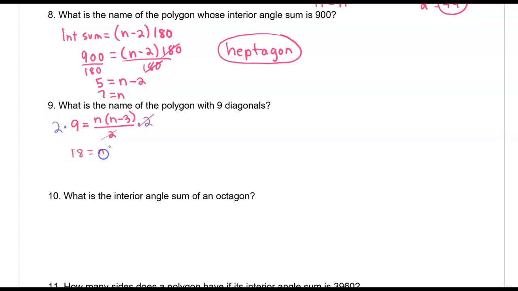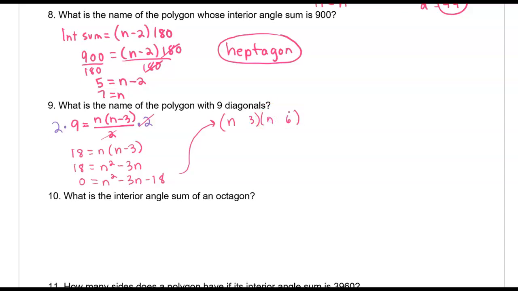18 equals n times n minus 3. Distribute the n. Subtract 18 from both sides. Let's factor that quadratic. 3 times 6 is 18. So I'll set up n with 3 and n with 6.